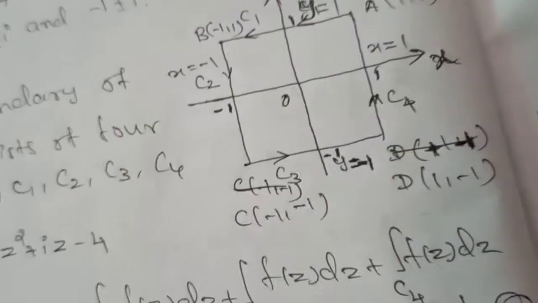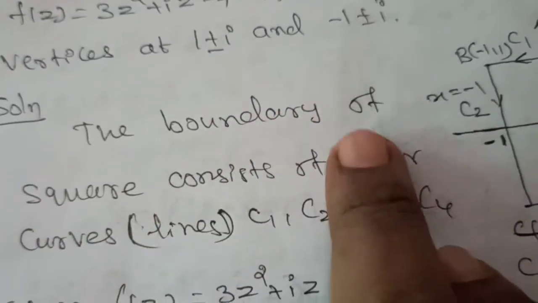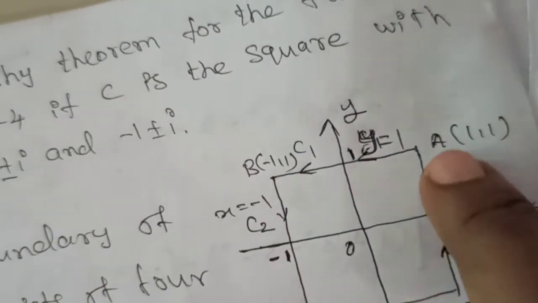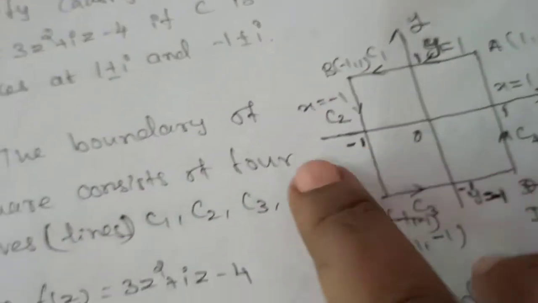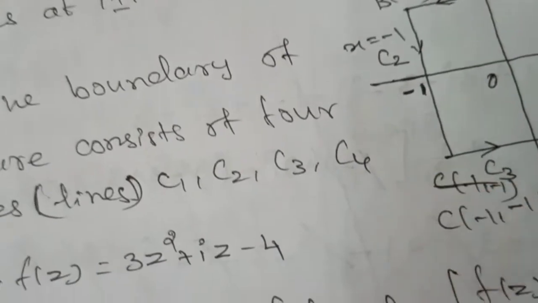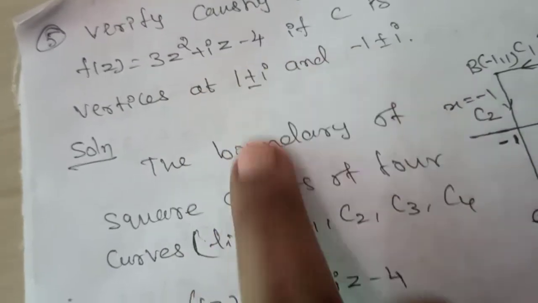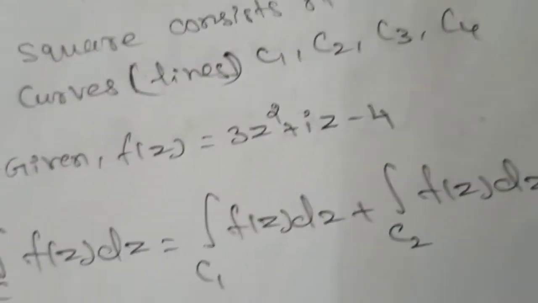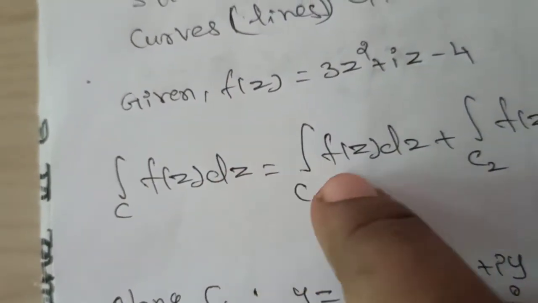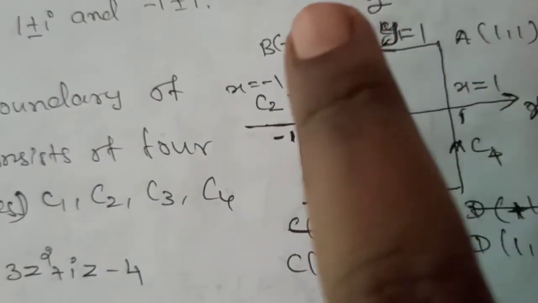Next, take the solution. The boundary of the square consists of 4 curves, because the boundary consists of four lines: C1, C2, C3, C4. Given f(z) = 3z² + iz − 4, write down this f(z). Next, by using Cauchy's theorem formula, the integral over C of f(z) dz is equal to the sum over the four curves: C1, C2, C3, C4.